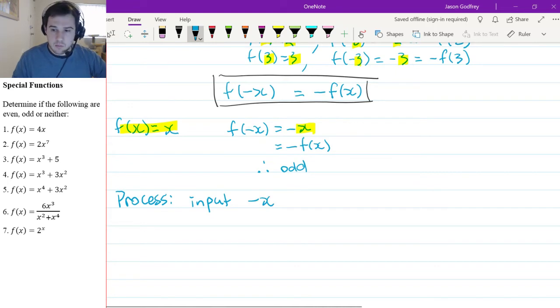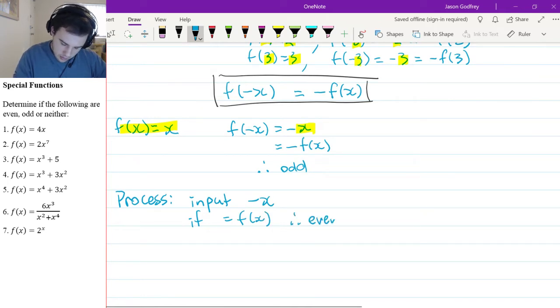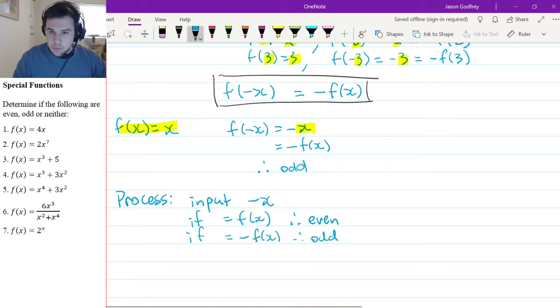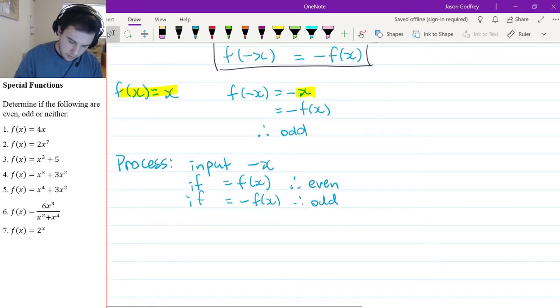Input negative x into the function, and if you get the original function, then you can conclude that it's even. If when you input negative x, you get negative the original function, then you can conclude that it's odd. And if it's neither f of x nor negative f of x, it's neither even nor odd. There's no obvious symmetry to it in the ways described for even and odd.